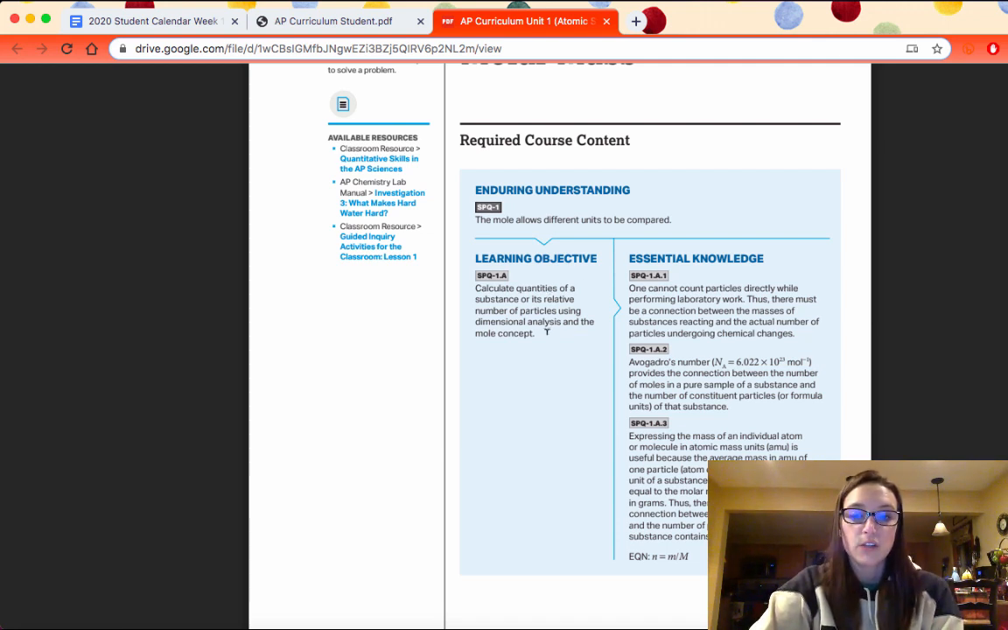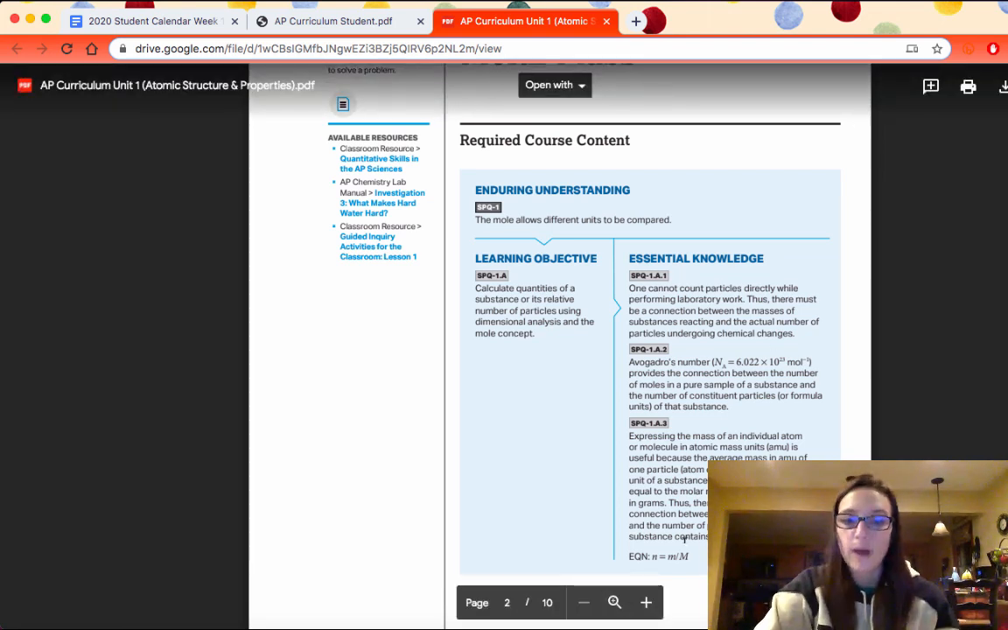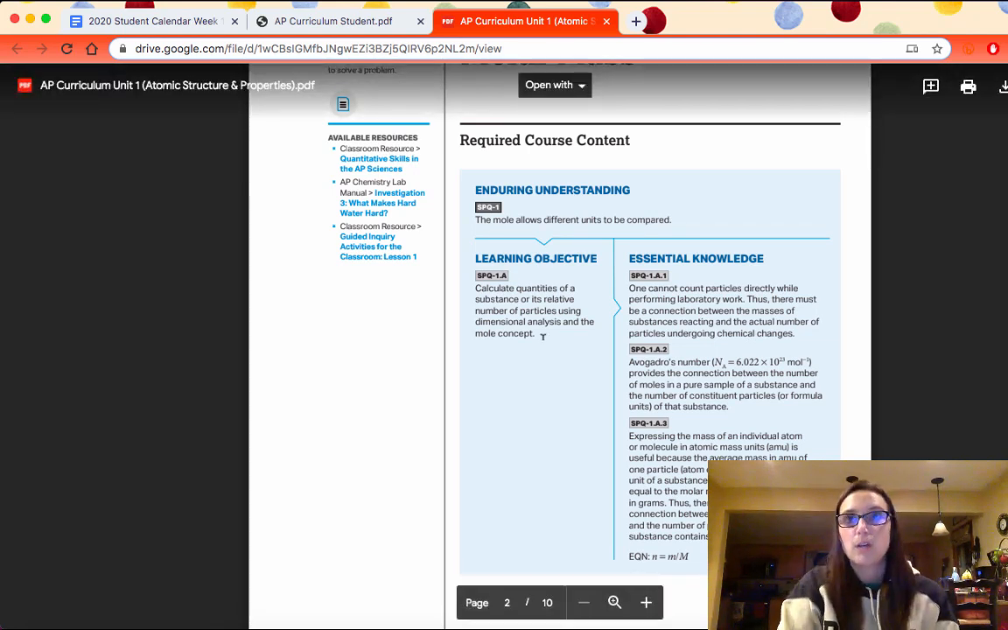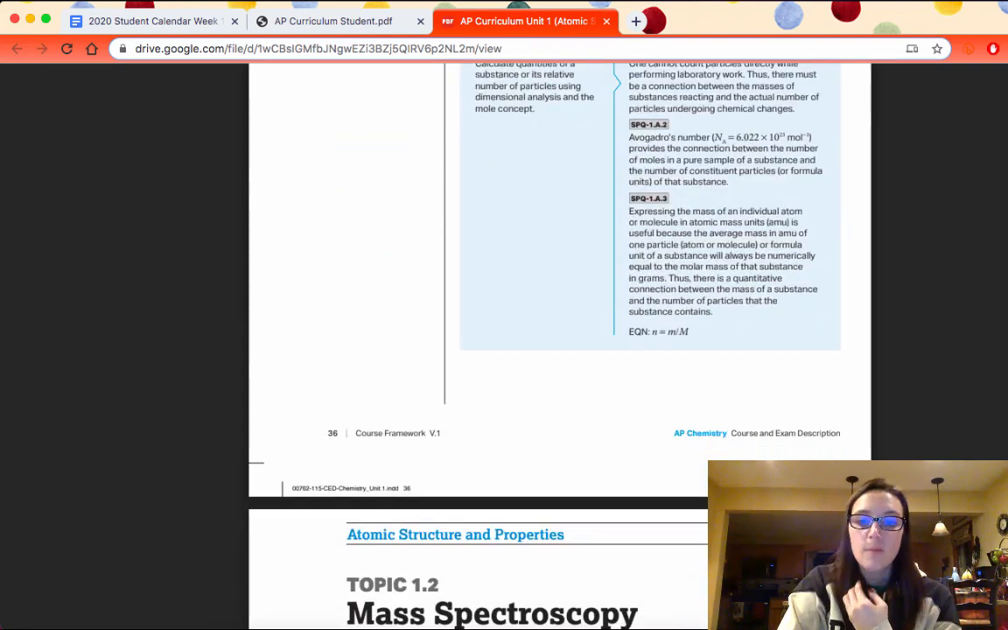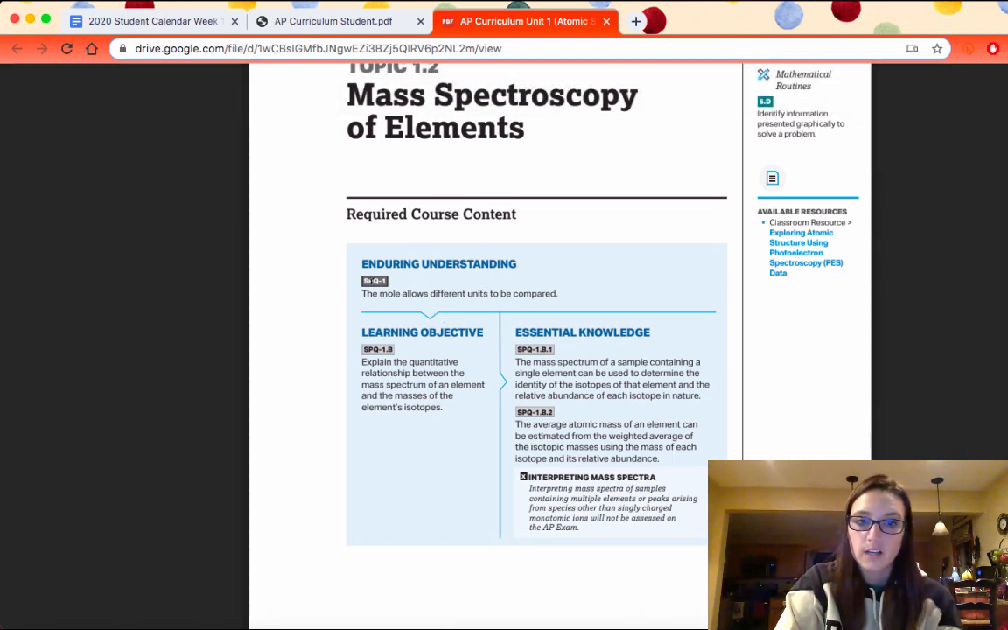Underneath the learning objective, you have the essential knowledge. The essential knowledge statements describe the knowledge that you need in order to perform the learning objective. So in order to be able to calculate quantities, you need to know Avogadro's number. You need to know how to calculate moles when you're given mass and molar mass. If you think about creating a study guide, all of this essential knowledge is what you need to know. The learning objective is what they will use to create test questions, but the essential knowledge is what you need to know. As you go through these topics, you'll notice that each one has an enduring understanding, and the enduring understanding for a lot of the information within the same unit will be the same. But the learning objectives will be different for each topic, as well as the essential knowledge.